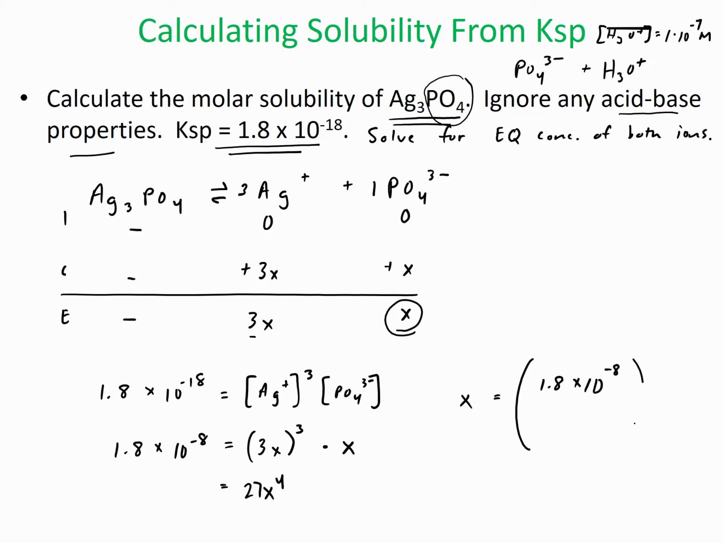over 27. So divide both sides by 27, and then take both sides to the 1/4 power. So this is going to be x to the 4th. Okay, and then we're going to go to the 1/4 power on both sides.